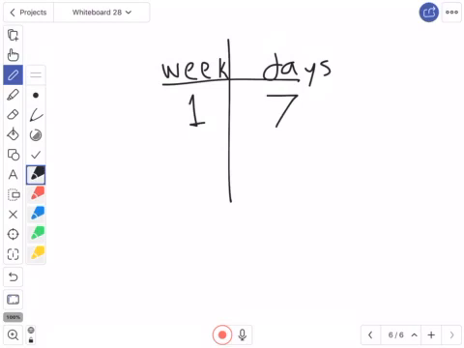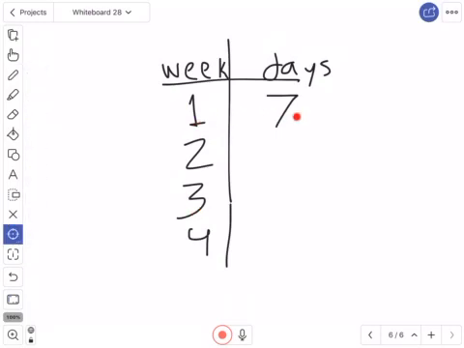And if I go to 2 weeks, I could use that to figure out how many days I would have. And for 3 weeks, and I could even keep building it to 4 weeks, but it's all about finding what that rule is. What do I have to do to the weeks to get to the days? And that's going to help me with that.